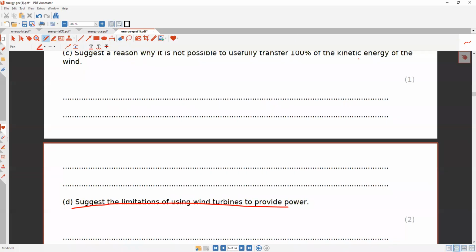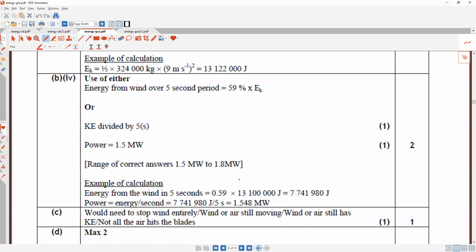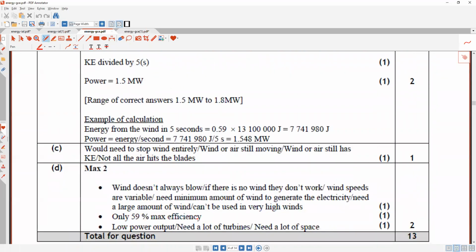Using wind turbines, the wind does not blow all the time. What else? It's very costly to build in the first place. They also said low power output, only 59% efficiency. Now what did they say here? Would need to stop the wind entirely, or wind or air still moving.